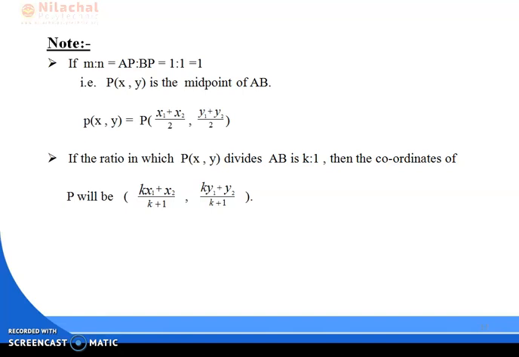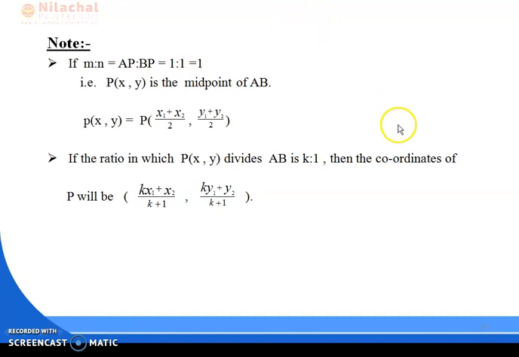Then, if the ratio in which P, the point x, y, divides AB is in k:1 form, that means m is k and n is 1. Then the coordinates of P will be kx2 plus x1 by k plus 1, meaning m plus n, and ky2 plus y1 by k plus 1. So if the ratio is k:1, this should be the formula of the internal section formula.